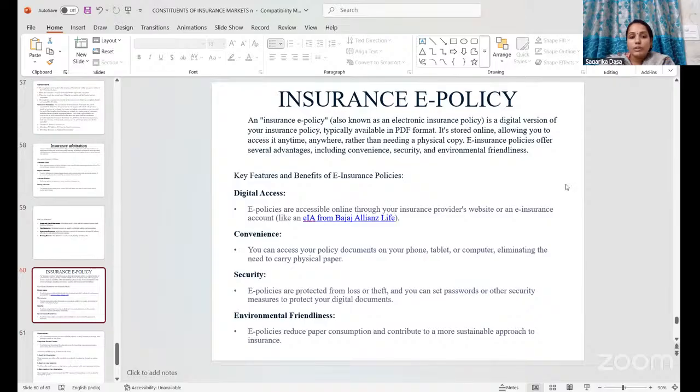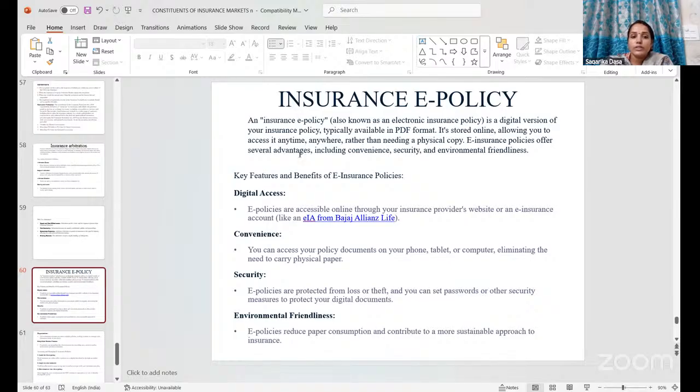And then one more topic we can see is insurance e-policy. E-policy here we mean electronic insurance policy, a digital version of your insurance policy, typically available in PDF format. Instead of having it in a soft copy or hard copy, we are going to have it in a PDF format, that is the electronic format. It is stored online, allowing you to access it anytime, anywhere, rather than needing a physical copy.